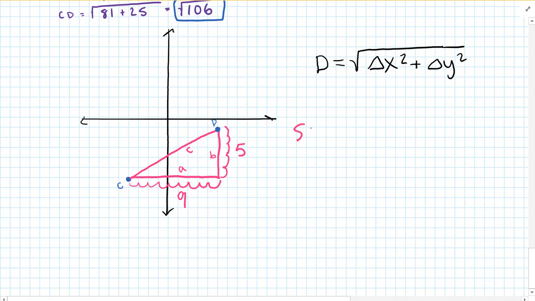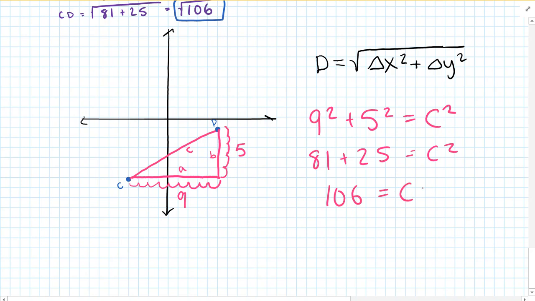And then I could just say 9 squared plus 5 squared is equal to c squared. So 81 plus 25 is equal to c squared. So 106 is equal to c squared. So c, which is really CD, is equal to the square root of 106.